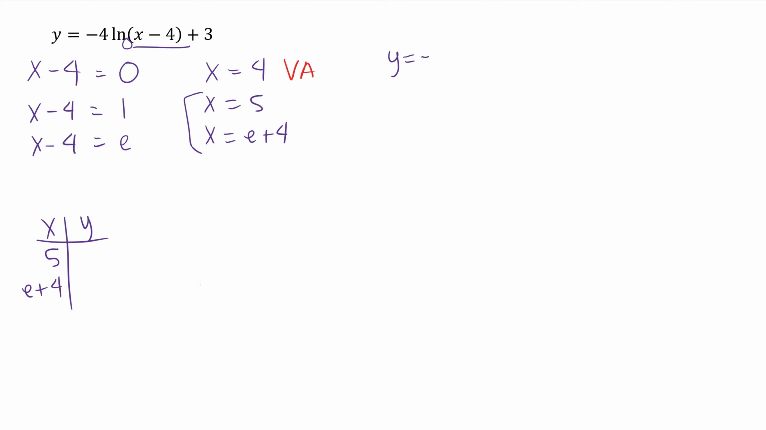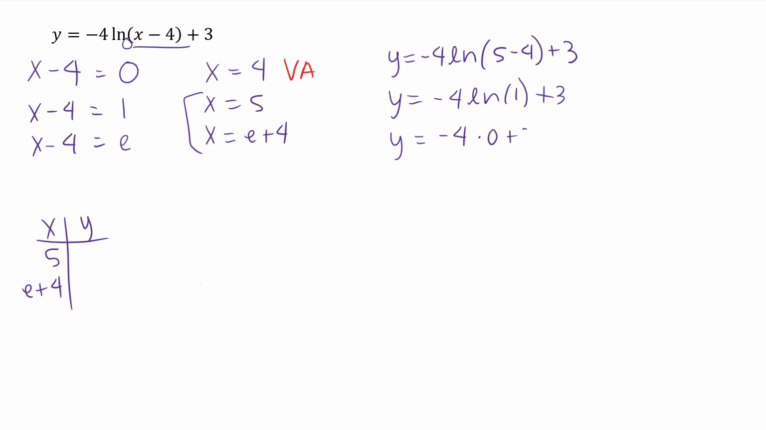Y equals negative 4 times the natural log of 5 minus 4, plus 3. So now I can solve. 5 minus 4 is 1. So I'll have the natural log of 1 plus 3. The natural log of 1 is 0. So I'll have y equals negative 4 times 0 plus 3. Negative 4 times 0 is 0, so I have y equals 3. There's my first point. Let's go to the next point.